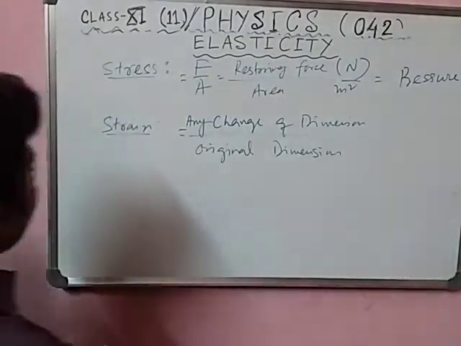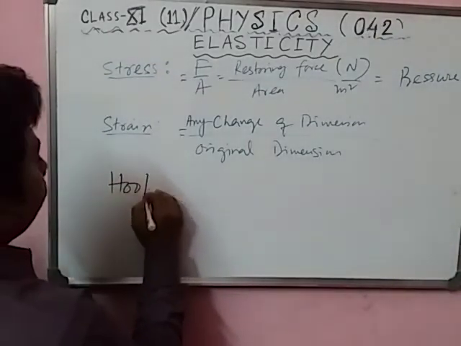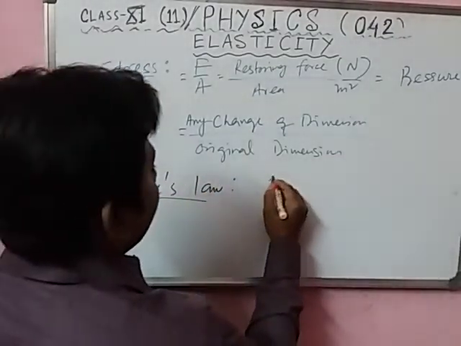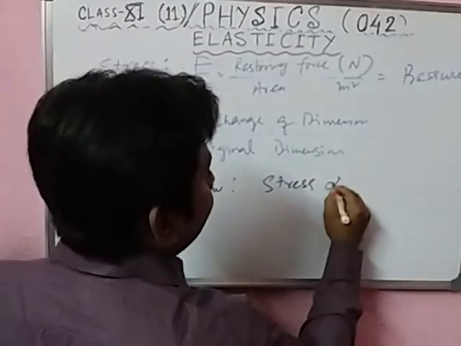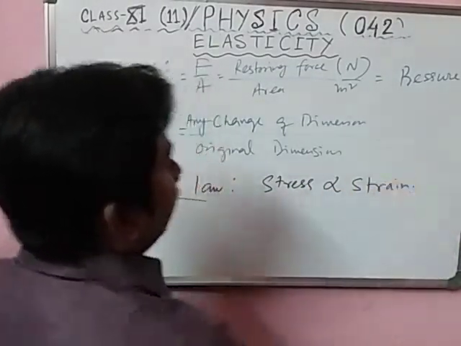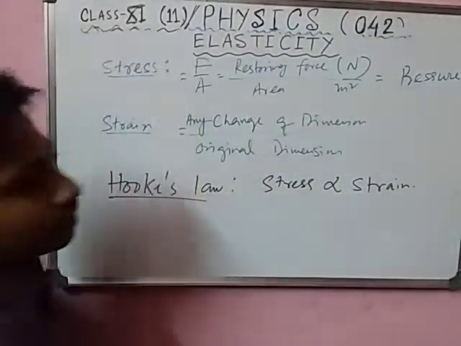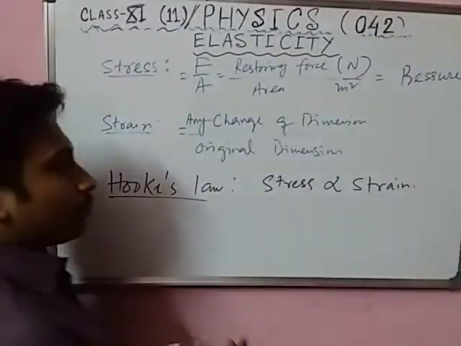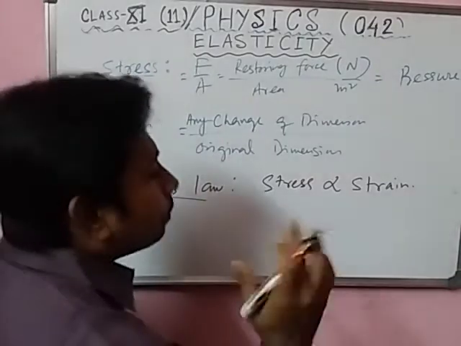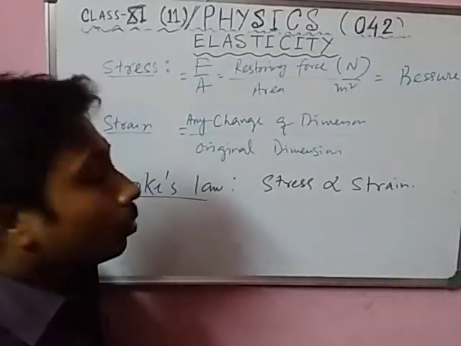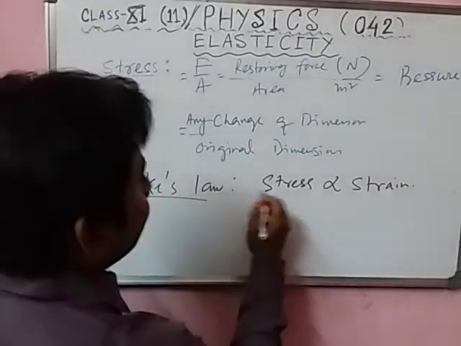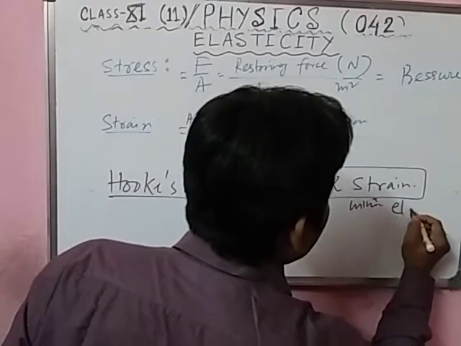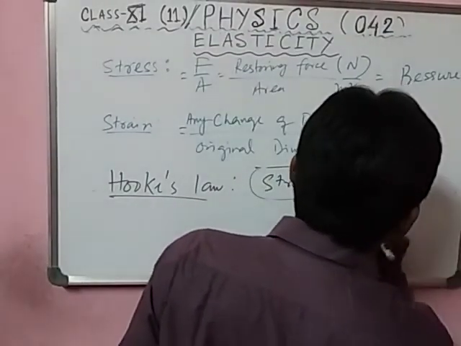Next, very important, Hooke's law. Hooke's law says stress is directly proportional to strain. If you write stress proportional to strain, you have to write within the elastic limit. So stress is proportional to strain within the elastic limit.